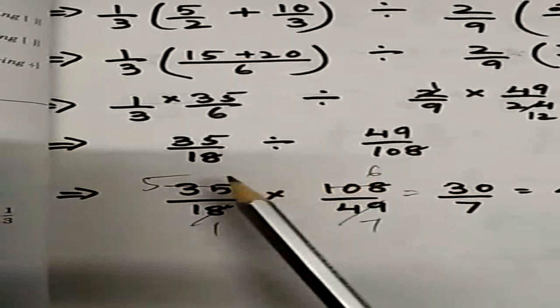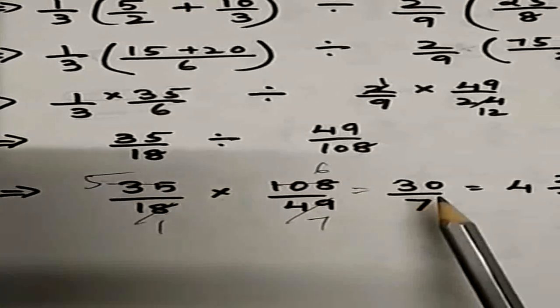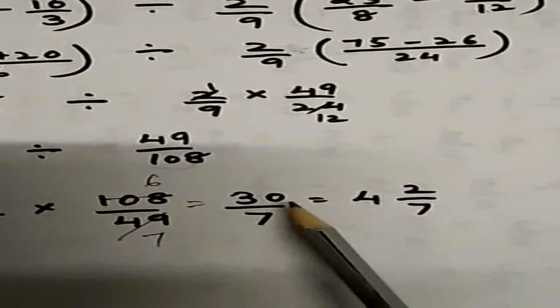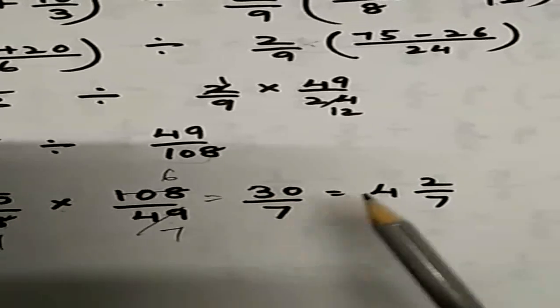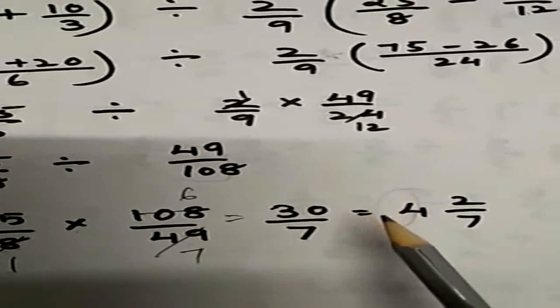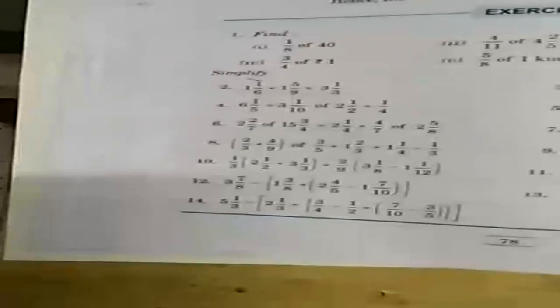Now write the answer. 5 into 6 is 30. 1 into 7 is 7. 30 by 7. You know how to bring this into a mixed fraction. 30 divided by 7: whatever quotient you get, that is the whole number, then remainder by divisor. Like this you will write the answer.